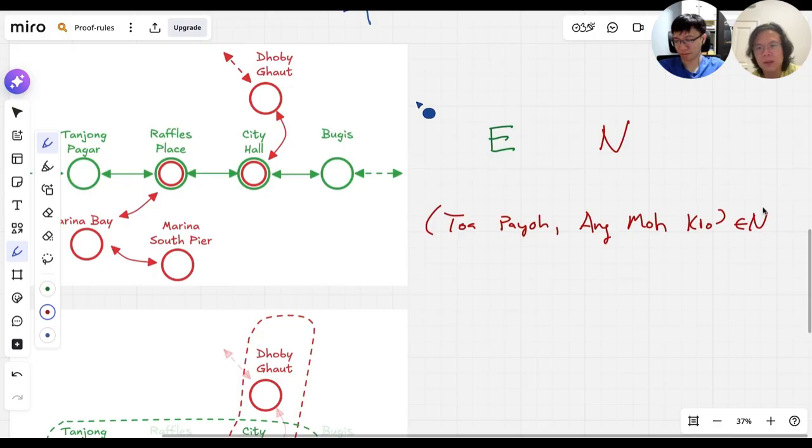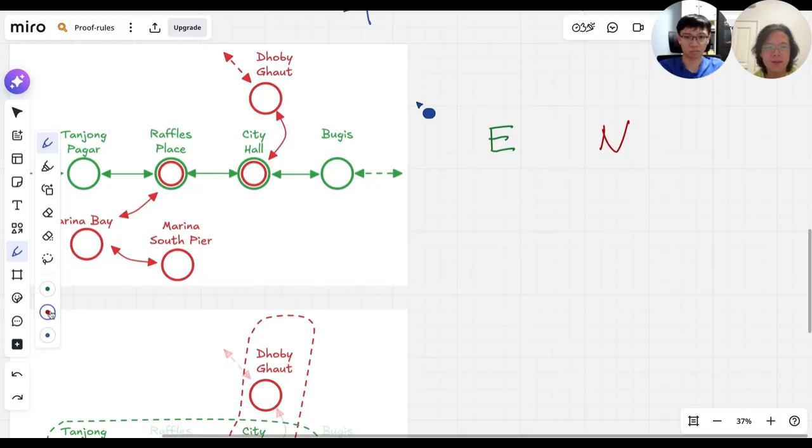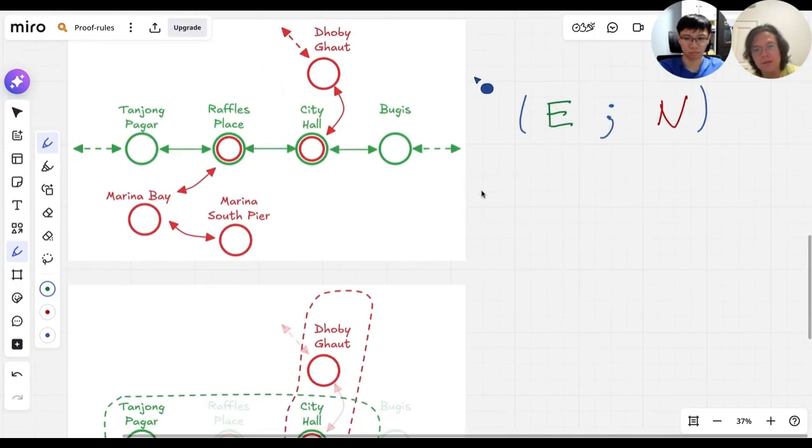So what about the composition of E and N, right? In other words, what kind of pairs do we expect to see in this relation? Okay, so you would pretty much expect to see, for example, something like Tanjong Pagar, and I guess we use Dhoby Ghaut as the example here. Dhoby Ghaut.